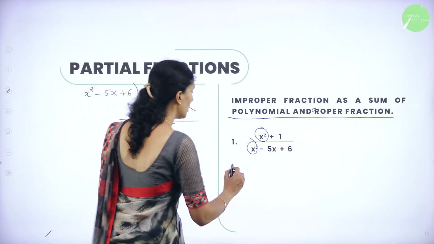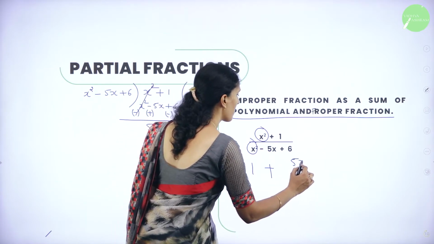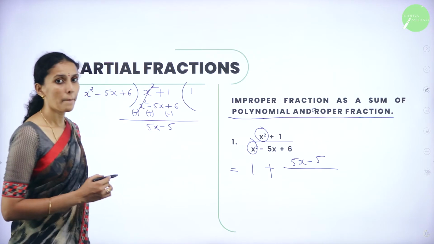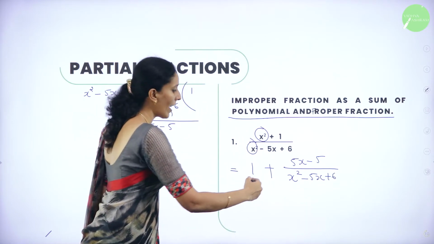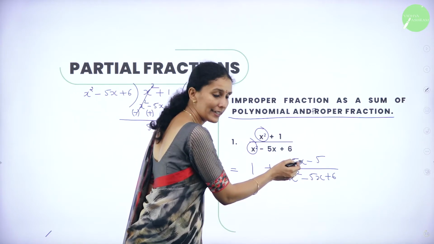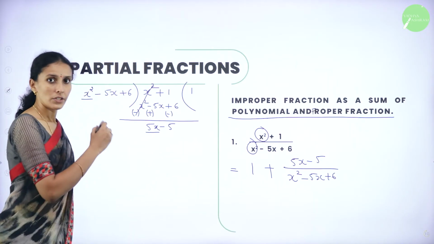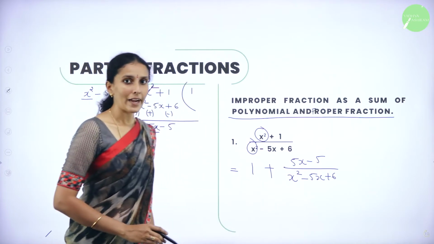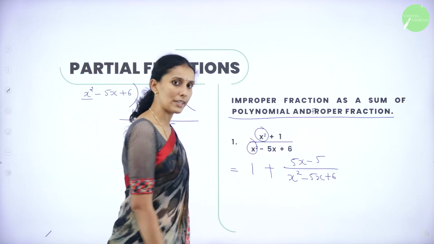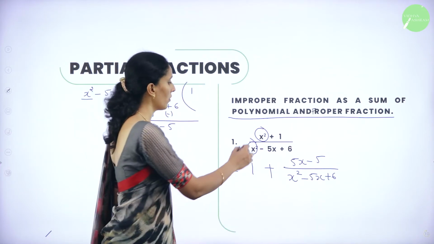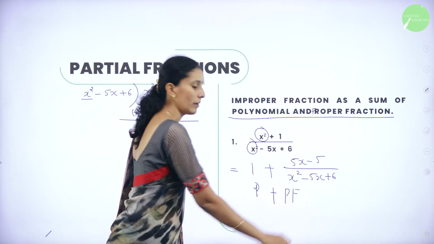So, this can be written now. This is equal to 1 plus (5x minus 5) whole divided by x square minus 5x plus 6. So, we can't divide it further because the degree of the numerator is less than the degree of the denominator. You can see here you have x square, here you have 5x. So, you can't divide it further. Therefore, we'll write it in terms of proper rational fraction. Here 1 is a constant polynomial and this is a proper fraction. So, therefore, the improper fraction is now converted as the sum of polynomial plus proper fraction.